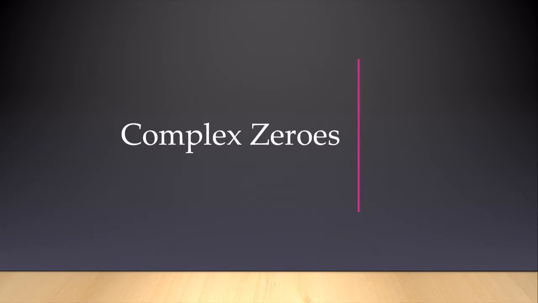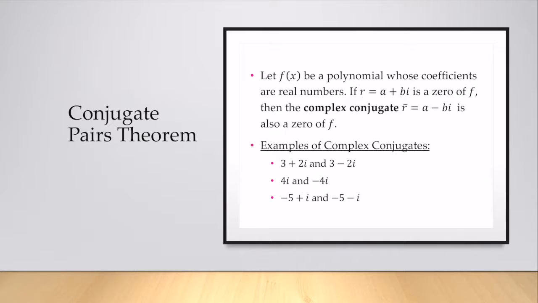The last topic we're going to cover in this chapter is complex zeros. Let f of x be a polynomial whose coefficients are real numbers. If r equals a plus bi is a zero for f, then its complex conjugate is also a zero for f. And we've seen complex zeros before when working with quadratics.